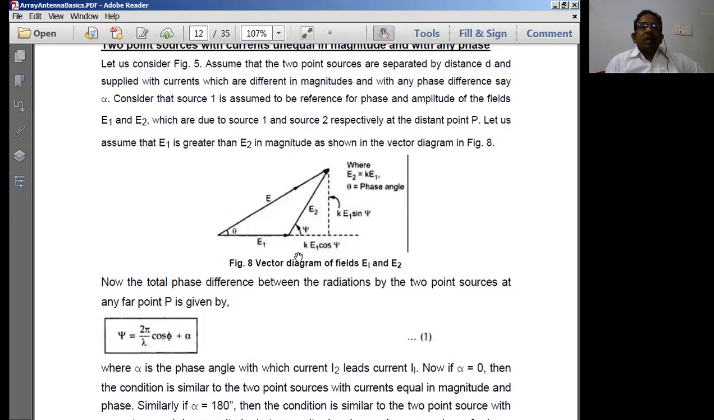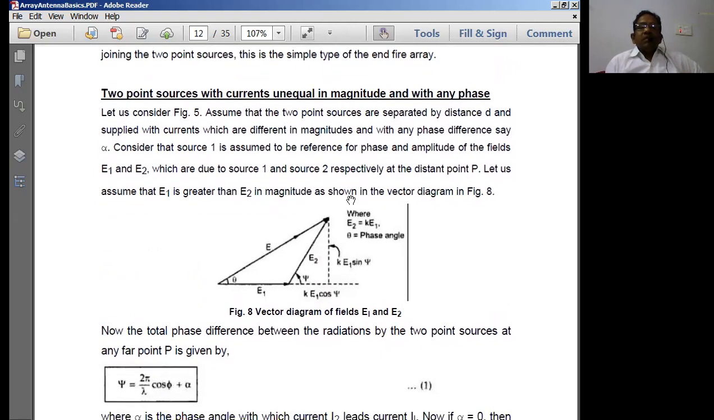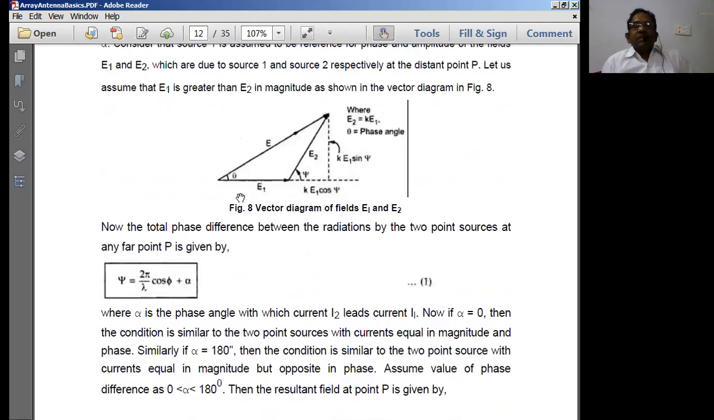So under this case, what can I have now? We have considered this case for our simplicity. We have taken E1 as the reference phase, because this is radiating with a phase of 0 degrees. It is radiating with some phase.